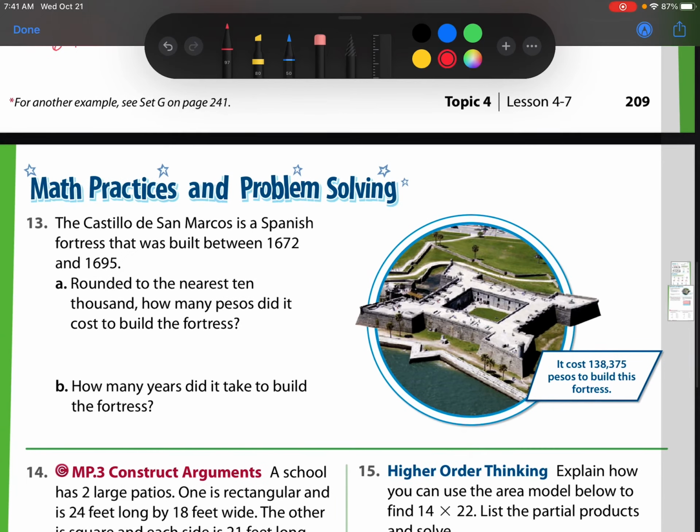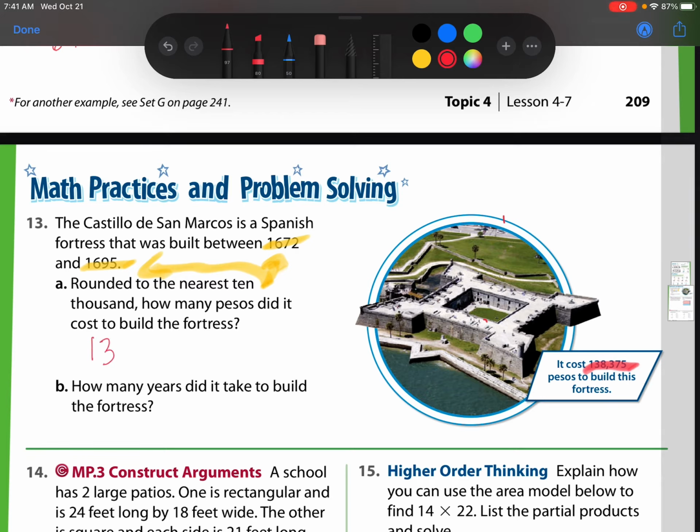Number 13. The Castillo de San Marcos is a Spanish fortress that was built between 1672 and 1695. So let's highlight that. Rounded to the nearest 10,000, how many pesos did it cost to build the fortress? Those are my only numbers I see right here, and those don't seem to help me. So there must be something else in another spot.